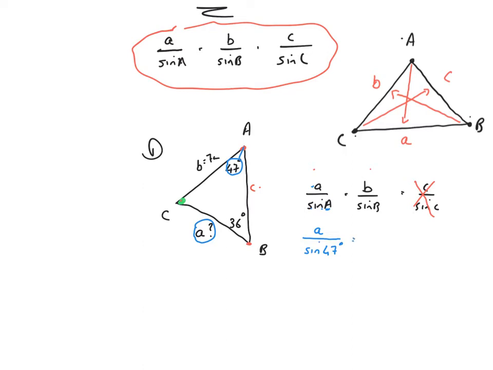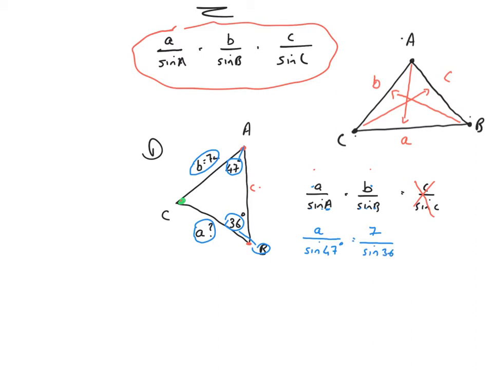This is just about making substitutions. If I now look for lowercase b, you can see clearly that lowercase b is 7, so you replace that with 7. And then it's over sine B. Capital B is 36 degrees, so that's sine 36.